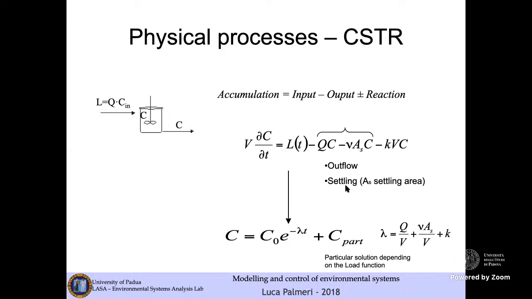concentration. Then we may find a solution of this equation, and as you know, the solution is the decreasing exponential, so you may write that the concentration in the outflow of a CSTR system is equal to the concentration in input times a negative exponential, a decreasing exponential, whose decreasing coefficient is lambda, plus a particular solution, which depends on the load function and on the initial conditions. Then the lambda, that is describing the decreasing concentration, is dependent on the discharge, on the settling parameter, and on a constant K that is describing reaction terms or transformations.